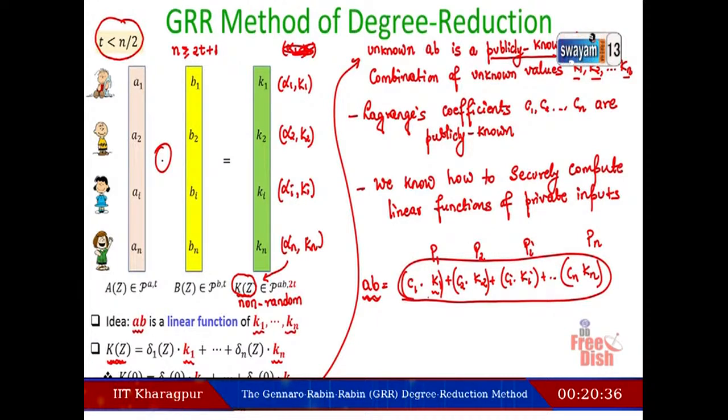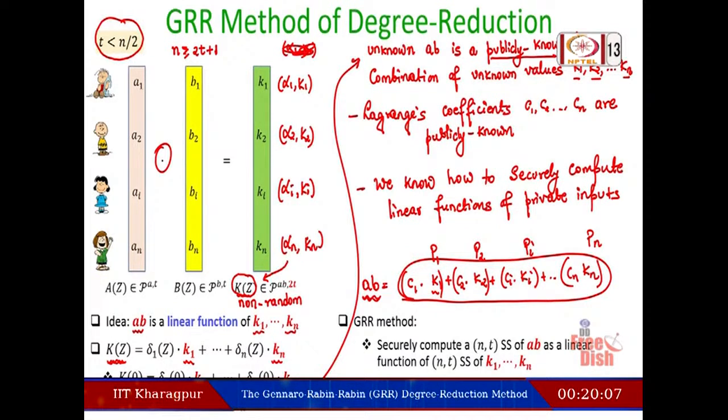And remember, we had already seen how to securely compute linear functions in a secret shared fashion. That was our starting point to discuss the BGW protocol. The simpler case for the BGW protocol was when the inputs of the parties are available with the respective parties and we want to compute securely just a linear function of that. It is very easy to compute that, and that is the scenario here based on this observation, and that is precisely what the GRR method does.